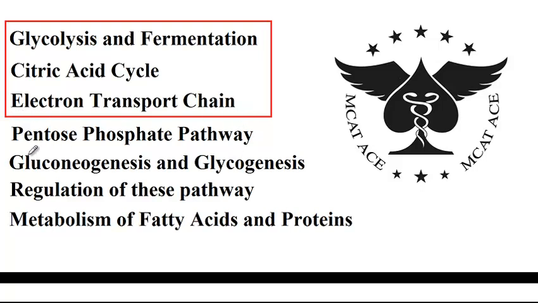In our next lecture, we will go and review the pentose phosphate pathway, gluconeogenesis, glycogenesis. Let's not confuse glycogenesis from glycolysis. Glycolysis is breakdown of glucose. Glycogenesis is production of glycogen. And in regulation of these pathways, again, we discuss. And then finally, we will conclude the second half of this lecture with discussing the metabolism of fatty acids and proteins, and then giving you some practice questions to prepare you for your MCAT.